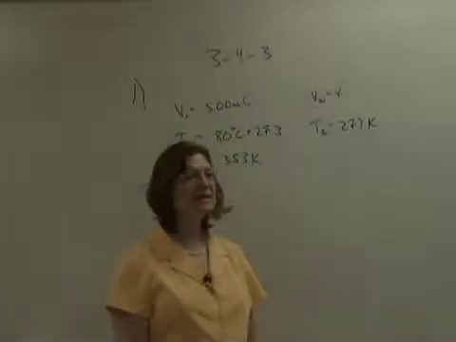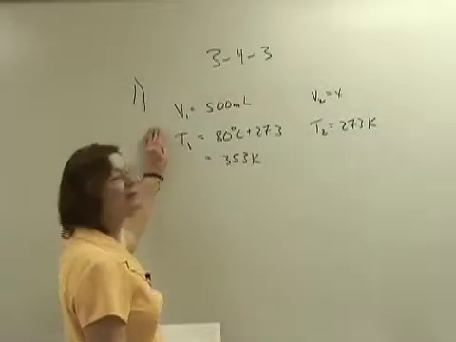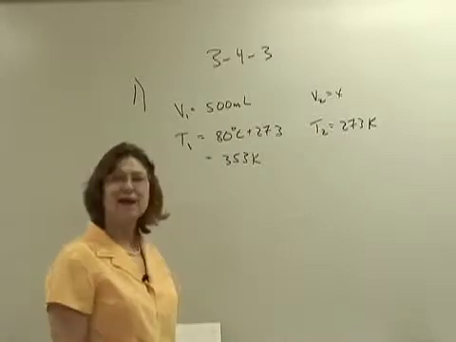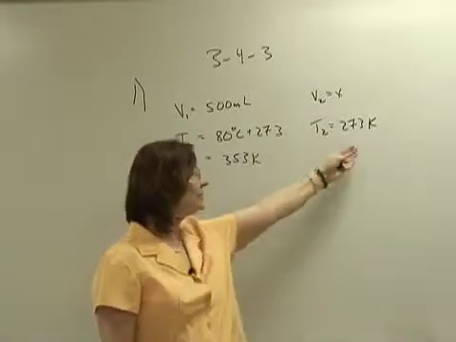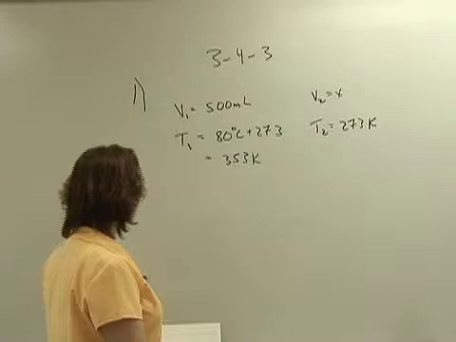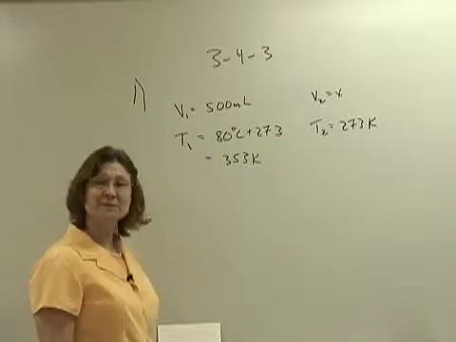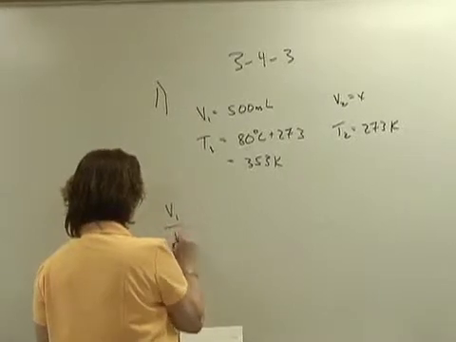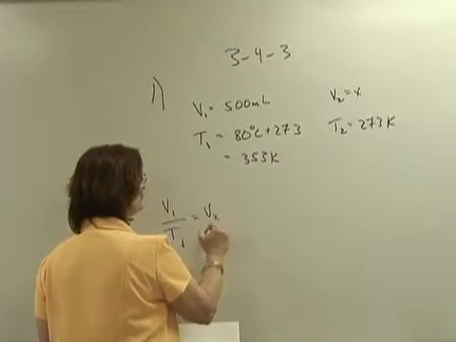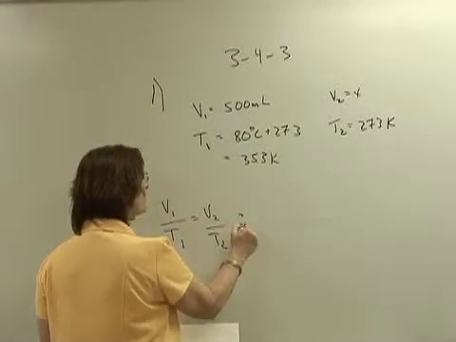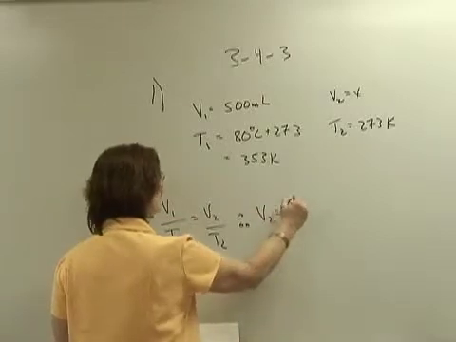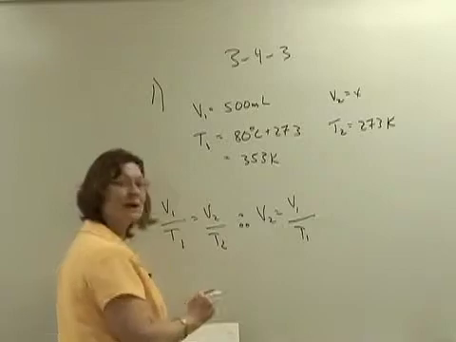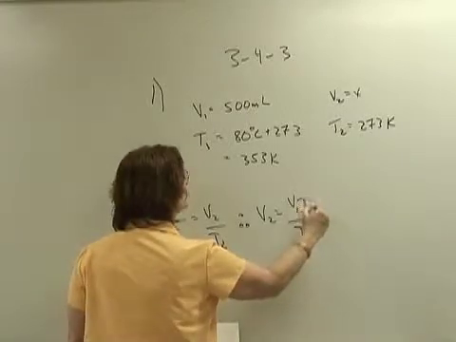Number one, the first thing that we do is write a table of our variables. We are given volume and temperature, and we are going to standard temperature. With volume and temperature, I realize it must be Charles's law. V1 divided by T1 equals V2 divided by T2, and therefore V2 equals V1 divided by T1, and to undo division, I must multiply by T2.